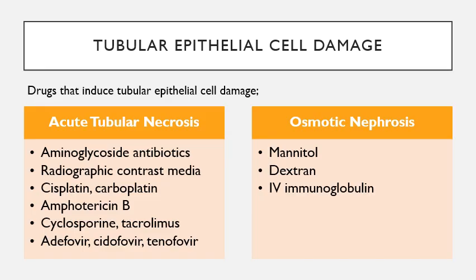So here is the list of drugs that can cause acute tubular necrosis and osmotic nephrosis. These include the aminoglycoside antibiotics that may cause acute tubular necrosis, the radiographic contrast media, cisplatin, carboplatin, amphotericin B, cyclosporin, tacrolimus, adefovir, cidofovir, tenofovir. These all can cause acute tubular necrosis, while mannitol, dextran, and intravenous immunoglobulins can cause osmotic nephrosis by extracting most of the water from the tubular epithelial cells.